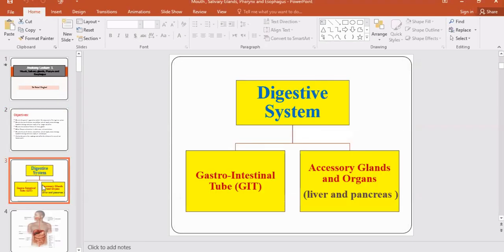Digestive system. In medical terms, the digestive system is called the gastrointestinal system, and the intestinal part includes both the large and small intestine. Along with it, we have some accessory digestive organs like the liver and pancreas, which help in our digestion.